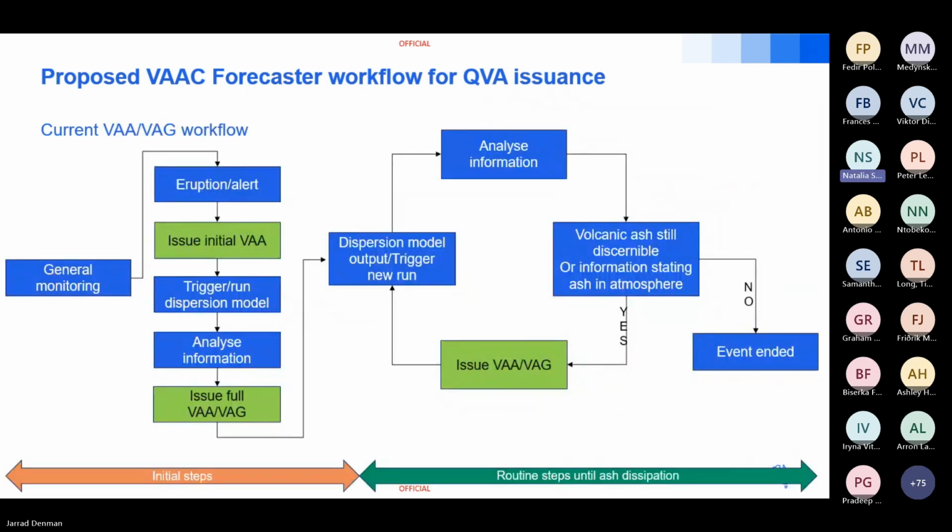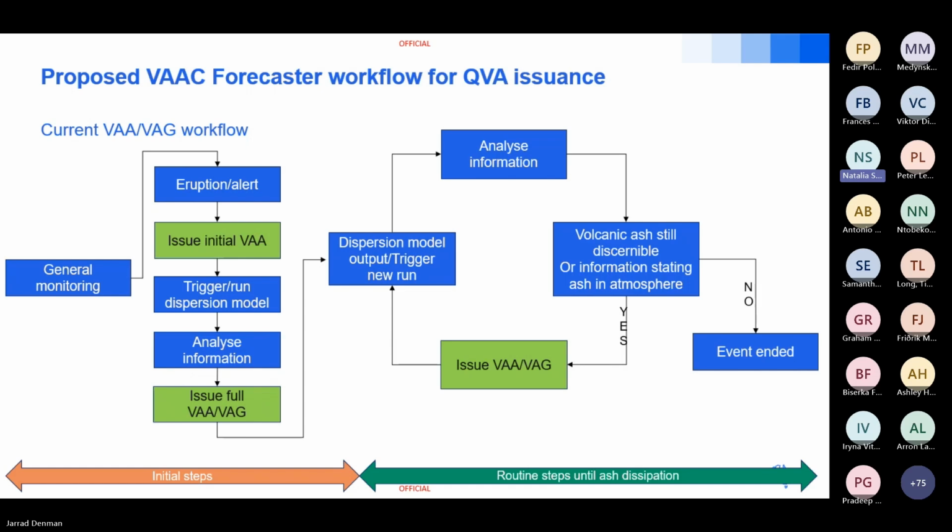So just as a flow chart, what I just spoke through on the last page is shown here: general monitoring, the alert or information sources that come into the VAC, and issuing the initial VAA. The product issuance is shown in green to highlight where in the chain a product would be issued. These next two steps are interchangeable in terms of analyze information and trigger or run a dispersion model, then issue the second, or the first full, volcanic ash advisory and graphic.